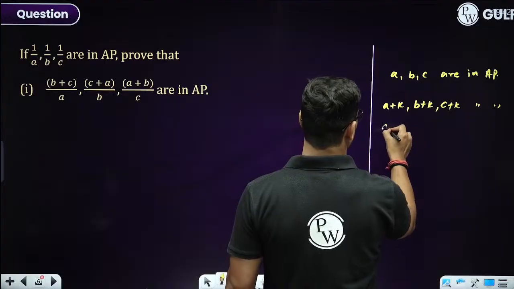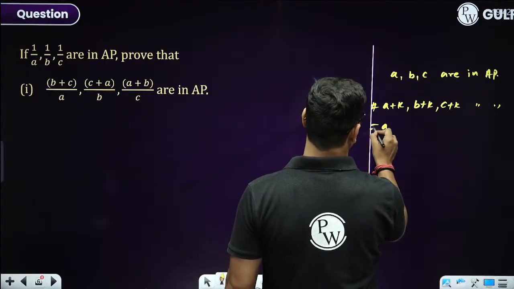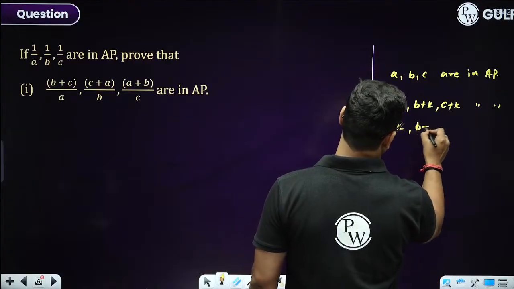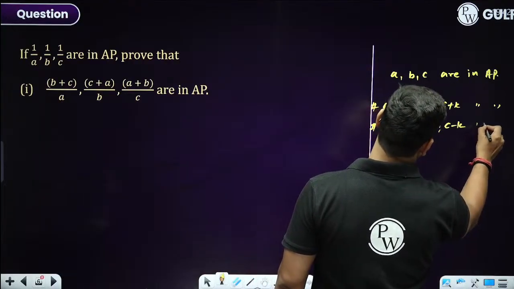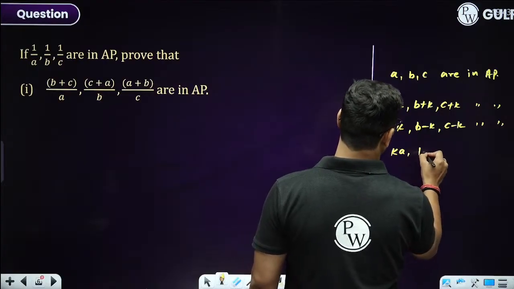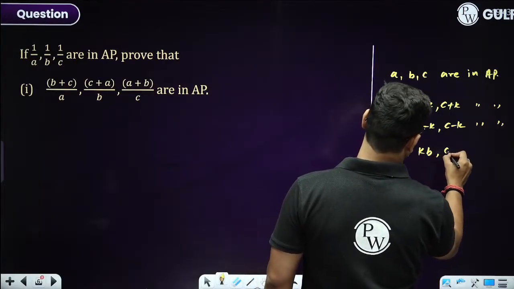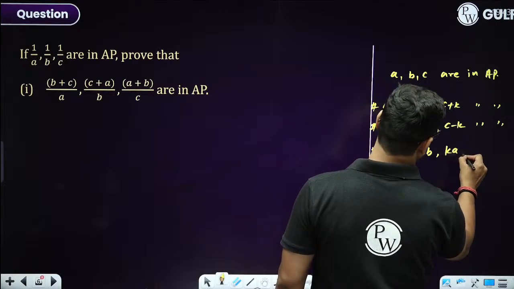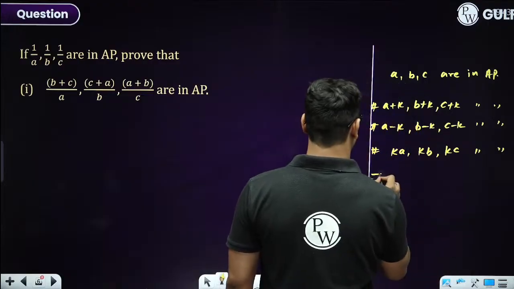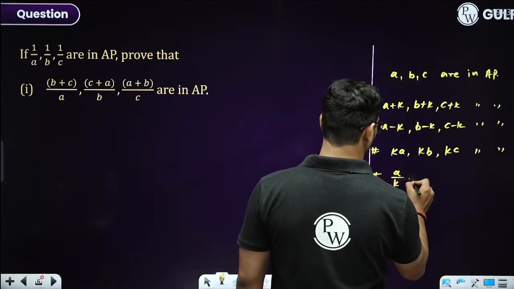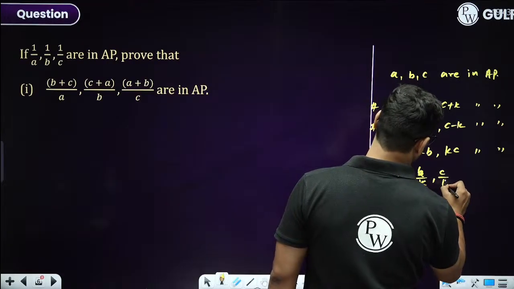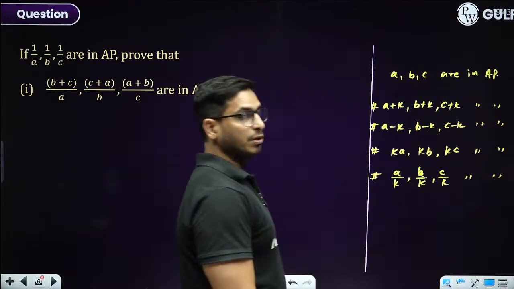We can subtract the same number, and they will remain in AP. We can divide or multiply by the same number, and they will also remain in AP. If we divide A, B and C by k, they remain in AP.